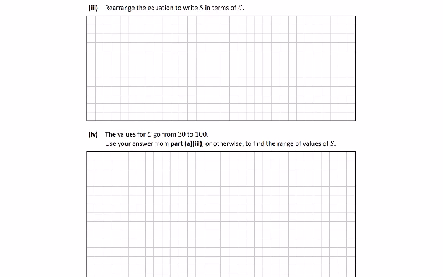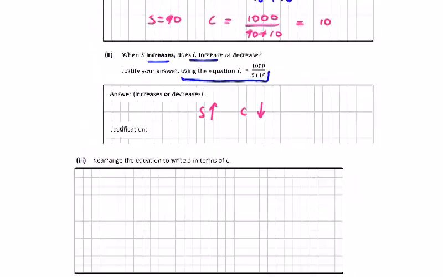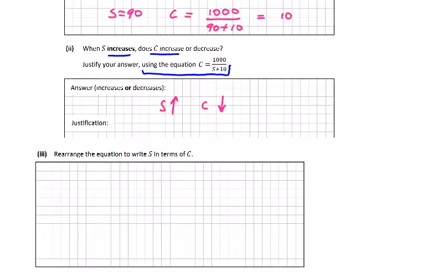Then we're asked to rearrange the equation to write S in terms of C. So if we cross multiply here, we'll have CS plus 10C, multiplying C by S and 10. That will be equal to 1000. So C times S will be equal to 1000 minus 10C. So S will be 1000 minus 10C, divided by C.